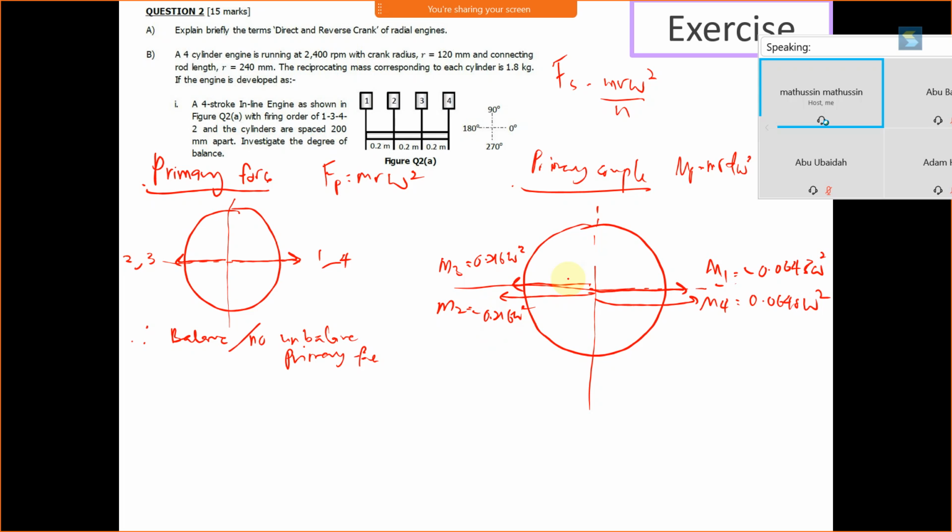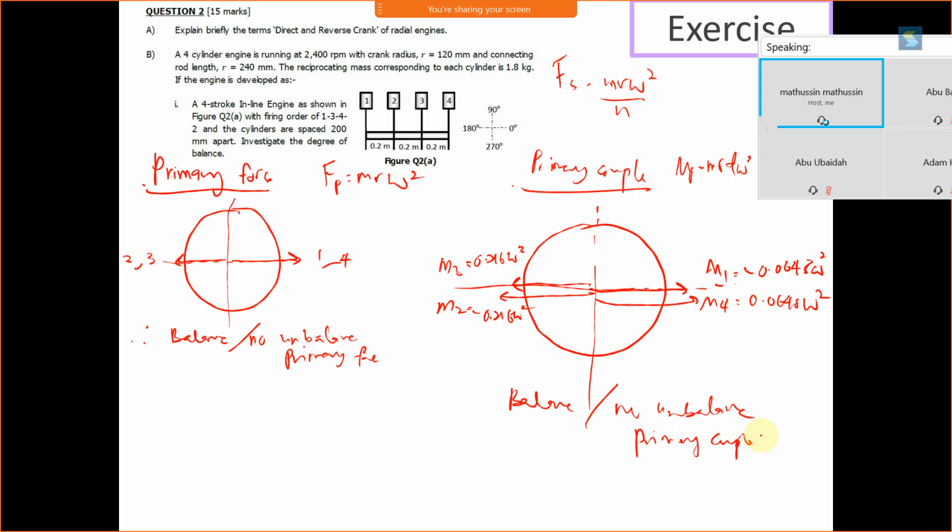So here, for primary couple, is it balanced or do we have an unbalanced primary couple? Okay, it is balanced because the values are the same. If we take the summation of M equals to 0, then we have negative 0.0648 plus 0.0648 minus 0.216 minus negative 0.216, and at the end our result must be 0. So when the resultant is 0, it means the primary couple is balanced. So balanced, no unbalanced primary couple.